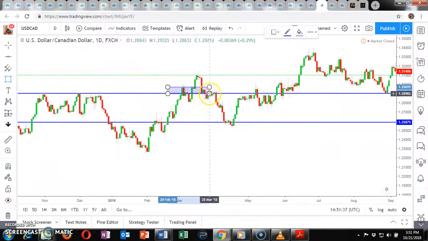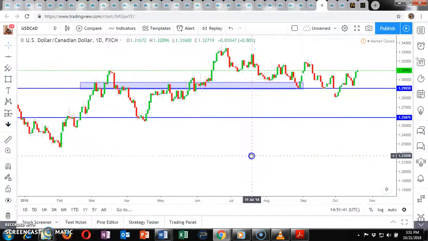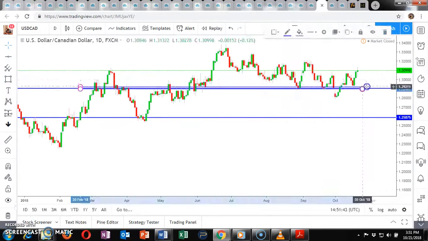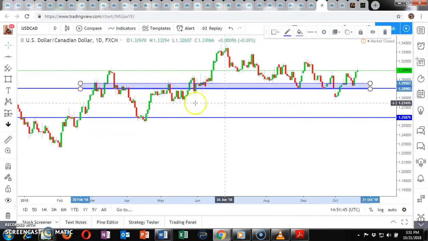And I often use this rectangle tool to mark up these areas of support and resistance, and you see the market respects this area so much. It keeps trying to break it. It pushed down, went out, came back, and tested this area a lot, and this is our resistance. Pushed it back to the support line, pushed it back to the resistance line.